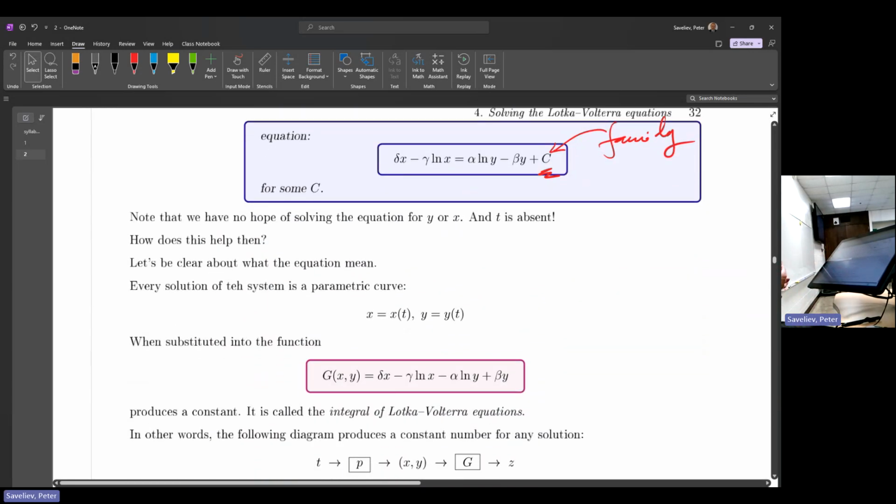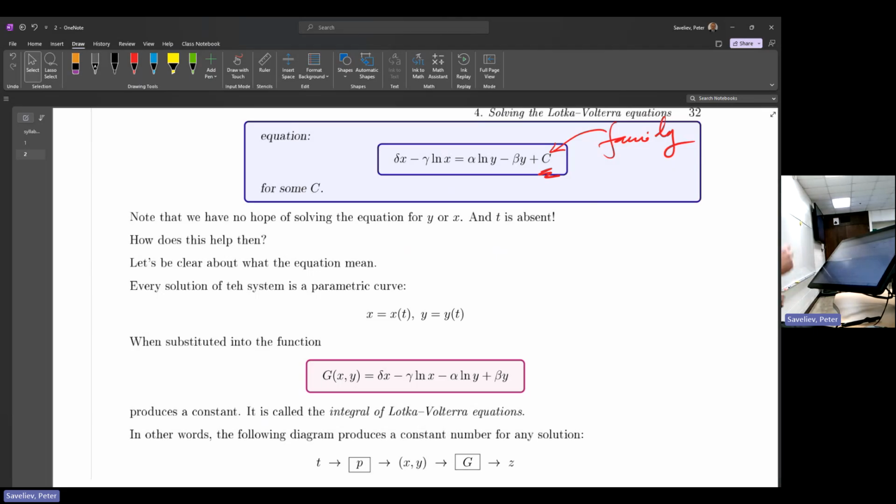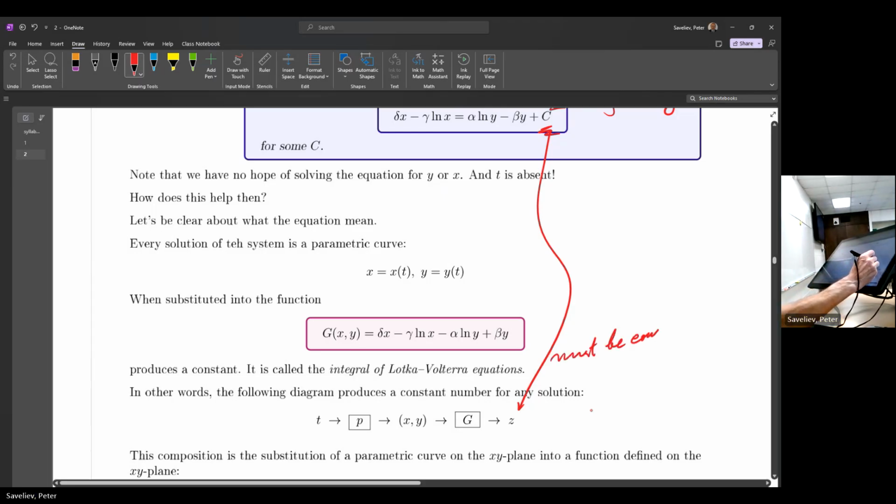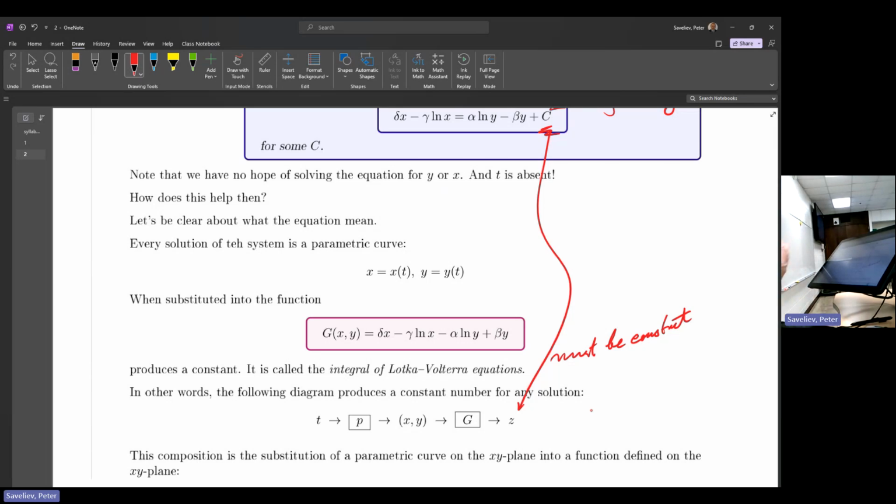So once again, each t gives you a point xy of the xy plane. That point is substituted into this function that we now know entirely, and what it produces is the z, but that z is constant. It must be constant. Okay, this is a function. We have a function that is the unknown p and the known function g. We take a composition from t to xy, and from xy to z, which creates a new numerical function.